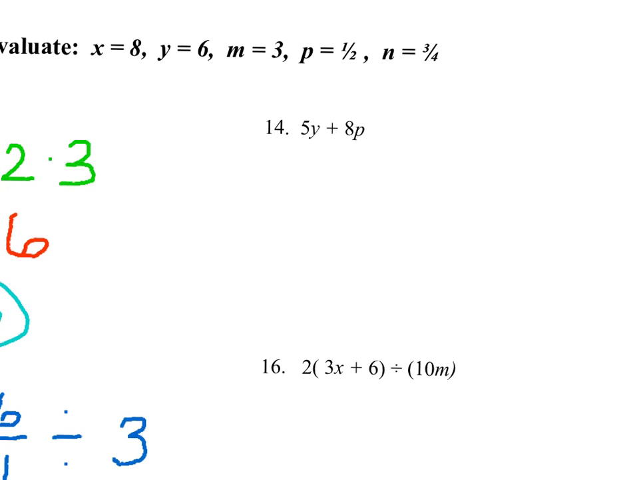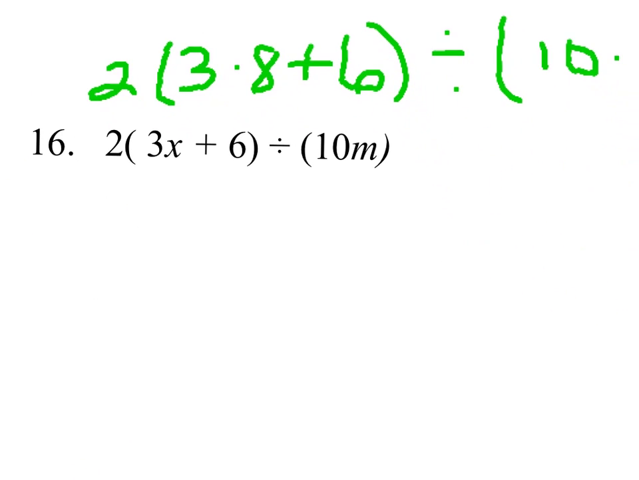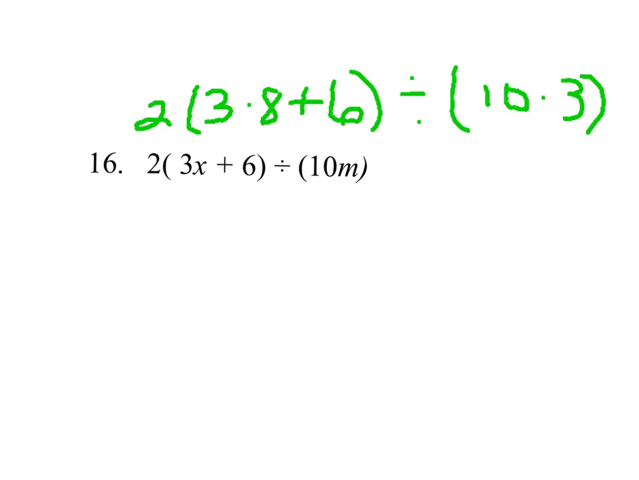All right, so x in this case, our x value is going to be 8. So I'm going to replace 2 parentheses 3 times 8 plus 6 divided by parentheses 10 times n, and m is 3. So remember, the first step of all this is to replace the variables with the value we've been told for each variable. So now that we've done that, and it's a little sloppy, I'm sorry.